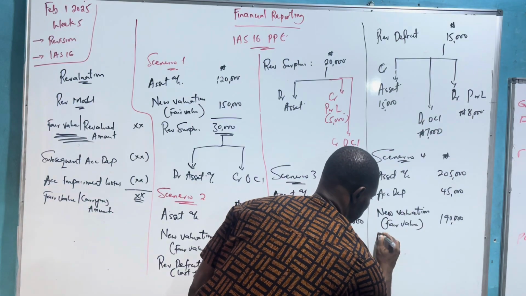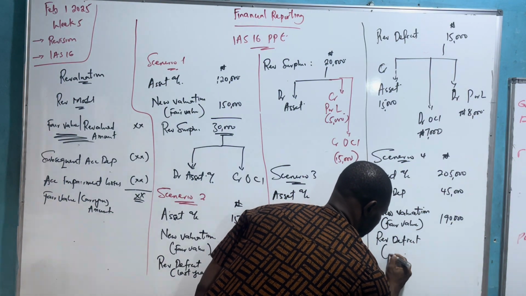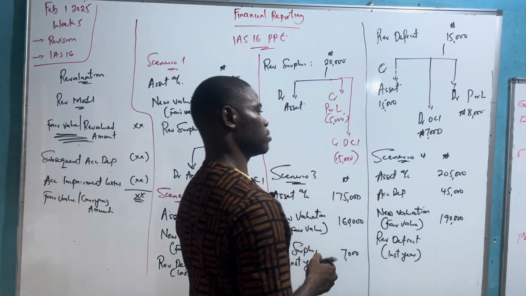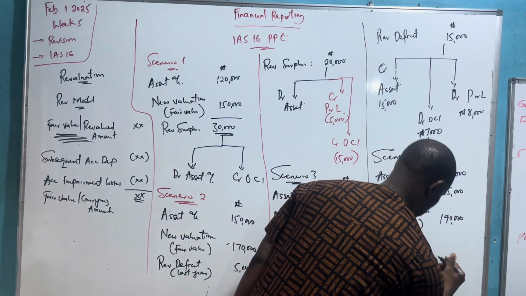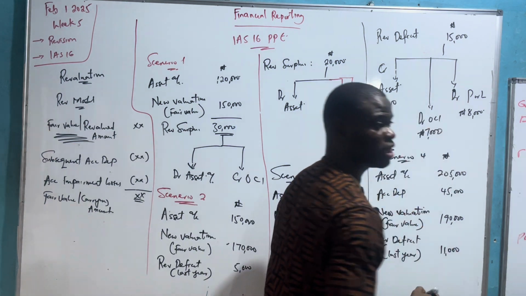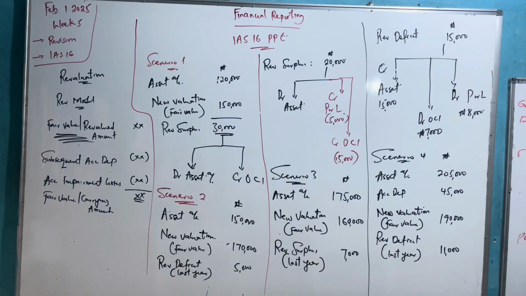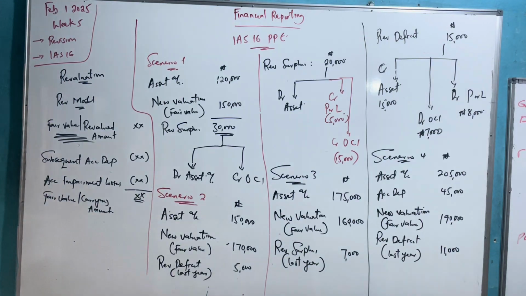and there was a revaluation deficit last year of 11,000. If you understand this one, that is everything. It is no more than that. If you understand this, you're done. You're fine. So, let's see how it works.